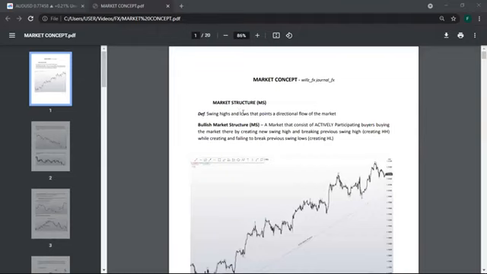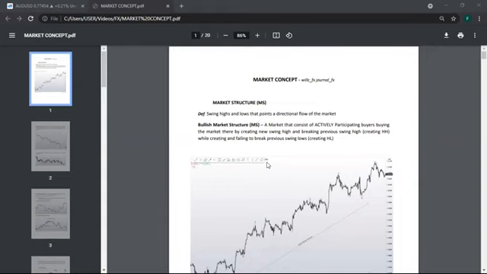So, market structure, what is market structure? We said that market structure is the swing highs and swing lows that point to the direction flow of the market. What does that mean? It means that if the market is going up or going down, or probably going sideways, this is market structure. Market structure helps us point out what the market is doing, to understand what trend or flow the market is having, in order for us to know what kind of trade we will be looking at.